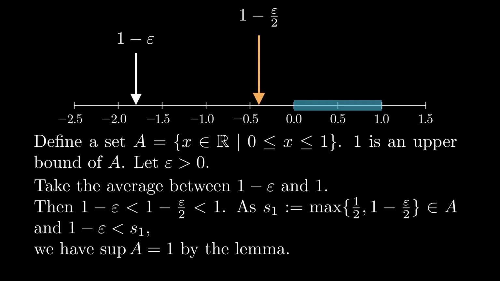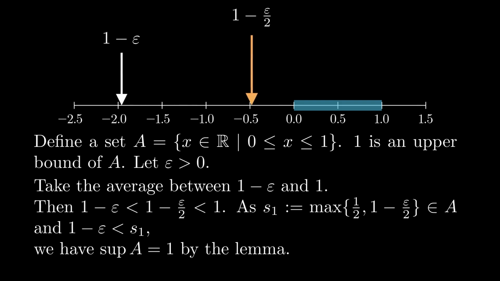which belongs to A, and 1 minus epsilon is less than s1. So we have the supremum of A is 1 by the lemma. Similarly, the infimum of A is 0. Note that both the supremum and the infimum of A belong to A.